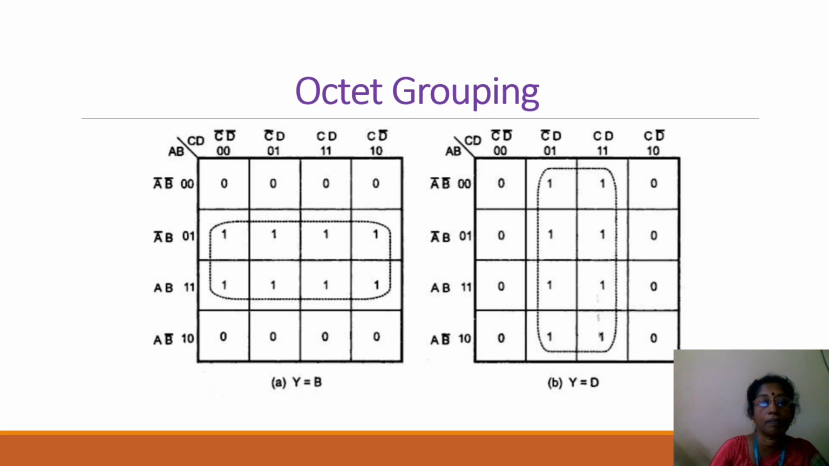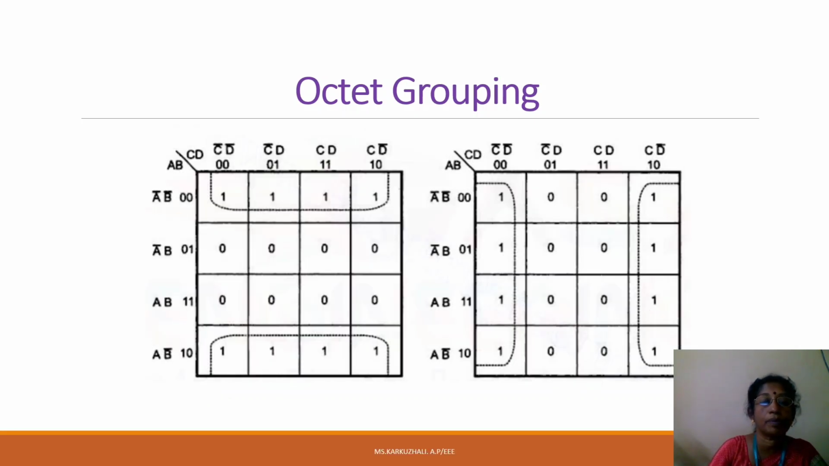For example, this is the octet grouping. Can you see? You have 8 ones, so grouping of 8 cells. This is termed as octet grouping horizontally, and vertically you have one more octet grouping. These are the examples for octet grouping.